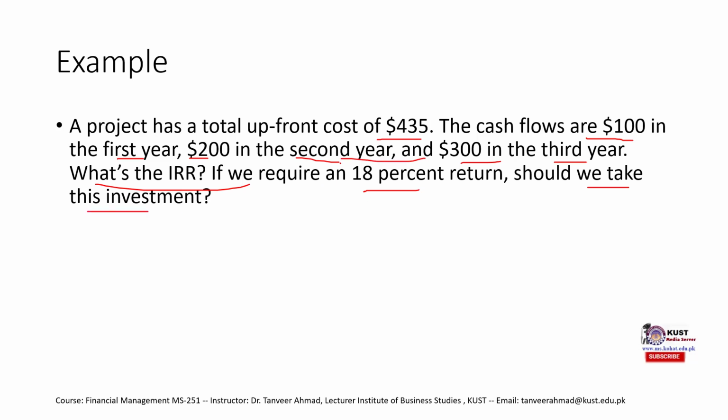What is this 18%? It is not R. It is our required rate of return, because it says if we require 18%. This is basically our required rate of return, and we are going to find IRR. Then we are going to compare it with this RRR. And if our IRR is greater than 18%, we would accept the project. If it is less than 18%, we would not accept the project. So let's move towards the solution.